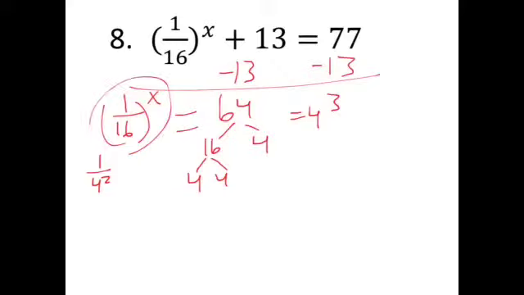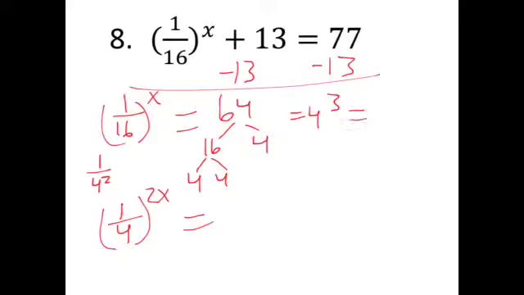And so we can actually change this 1 over 16 to the x power to 1 over 4 to the 2x power. That square part that was with 4 can go out and be in front of the x. On the right side, we're going to have 4 to the negative third. 4 to the third, which you can also express as 4 to the negative third. And the reason we'd want to do that is because 4 to the negative third is 1 over 64.